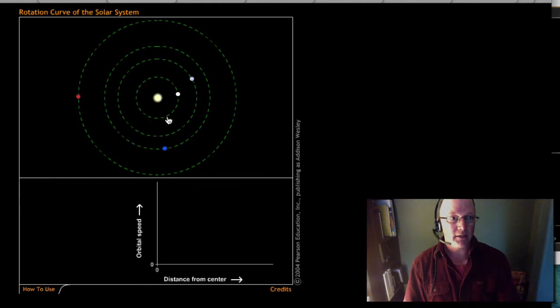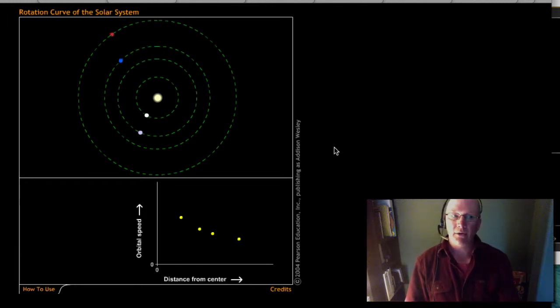If I click on a certain orbit, I measure its orbital speed, and then I click on the next orbit out, its orbital speed is lower because of Kepler's laws. If I click on it again going out, again we see Kepler's P squared equals a cubed relationship, and we watch the orbital velocity drop as a function of distance.